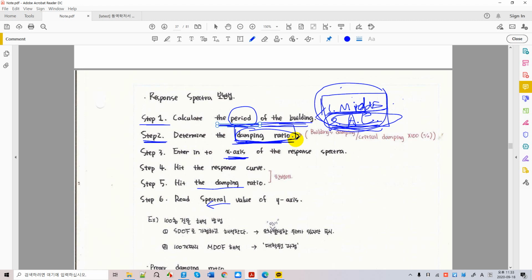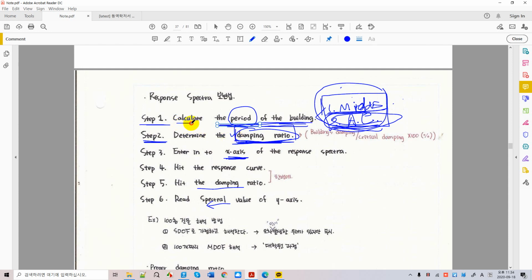And the damping for buildings is different depending on how many floors you have. If you have a low-rise building, what's the damping ratio? Around 5 to 10%. What about a high-rise building? What's the damping ratio for a high-rise building? 0.1% to 1.5%. So they're very different. Be careful. So this is damping.